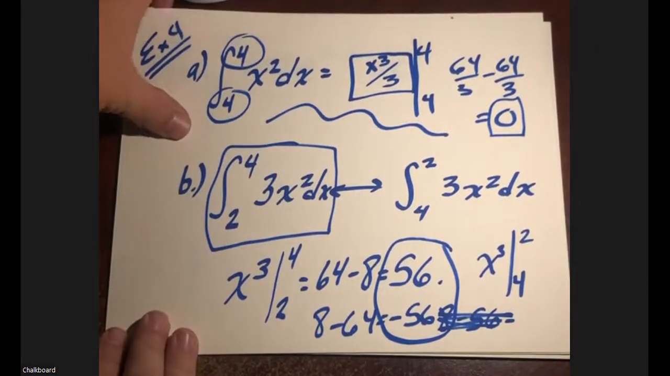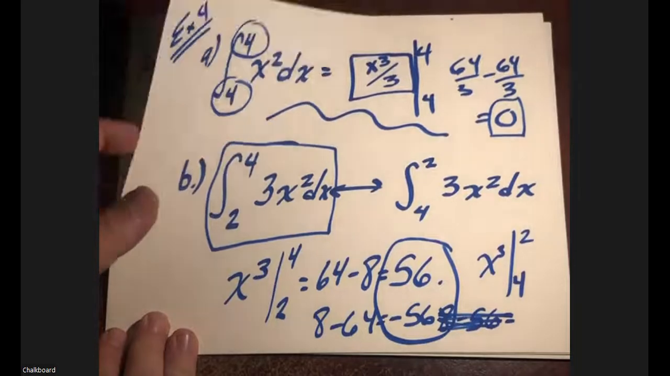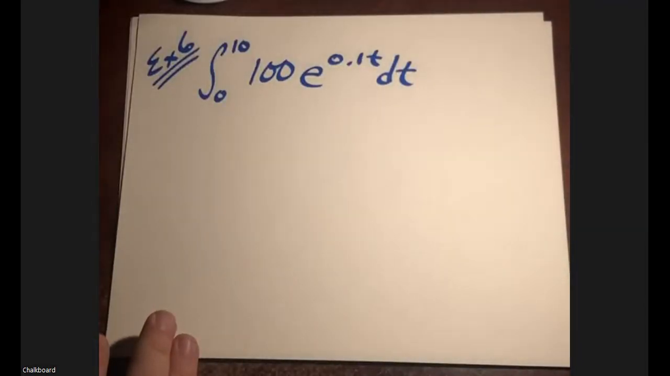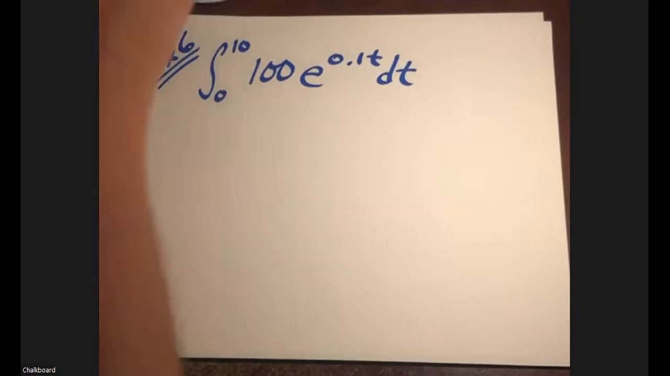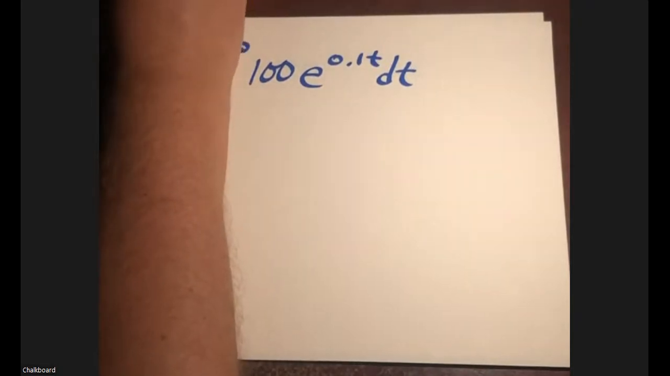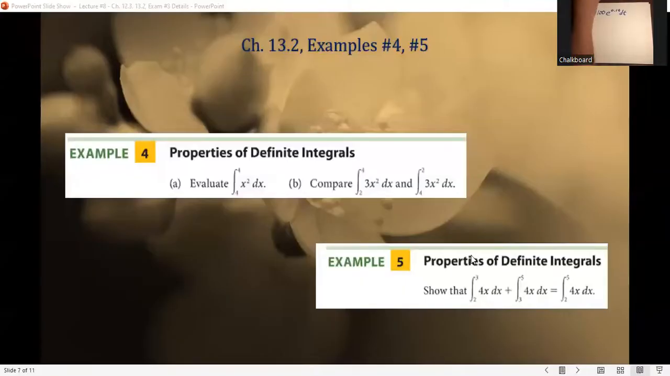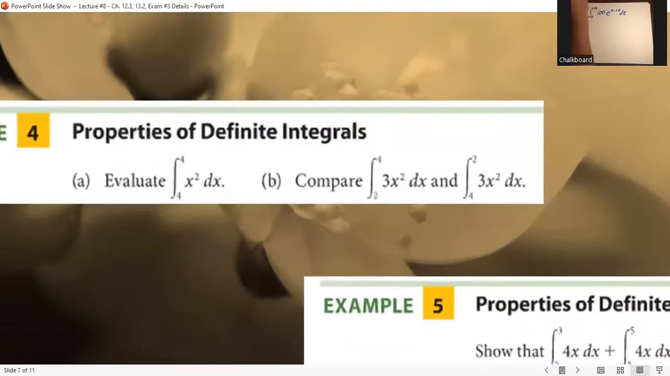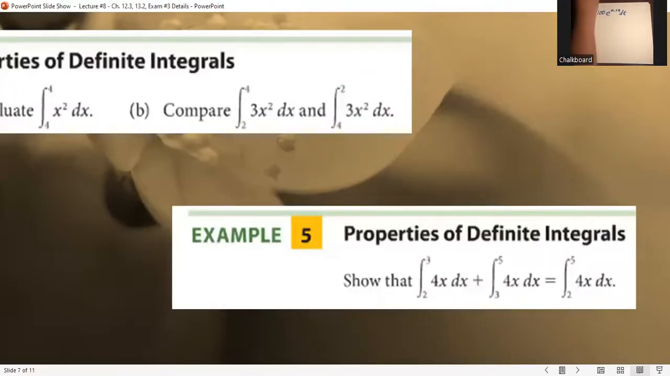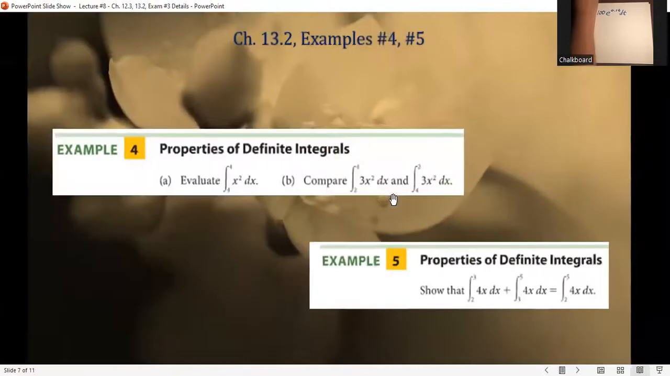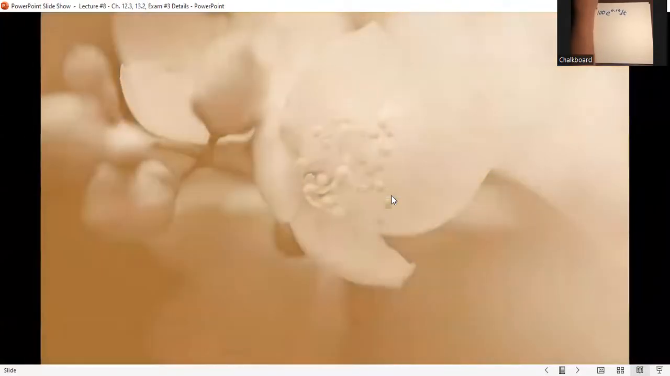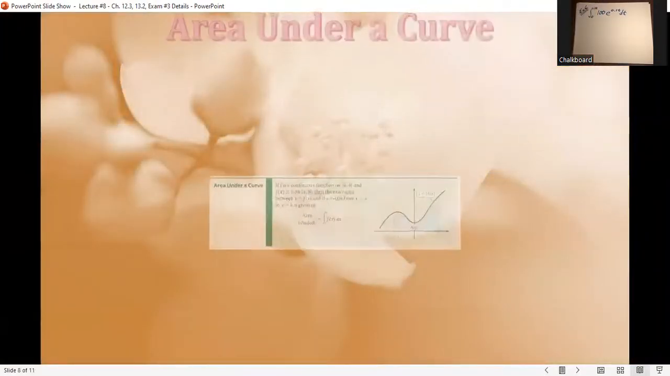There's also this idea that if you are doing two integrals, you could put them together into one integral, and that one we talked about here. I just want to mention that if you go from 2 to 3 and 3 to 5, it's the same as 2 to 5. All right. Carrying on, there are a couple of little more examples.